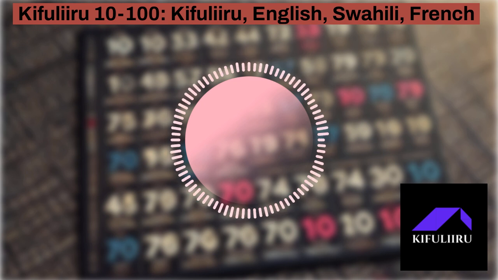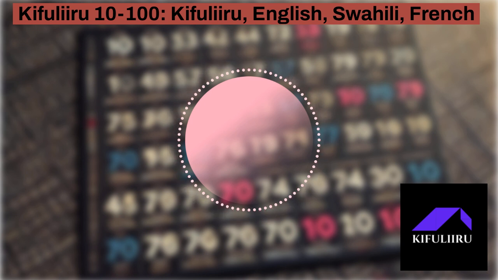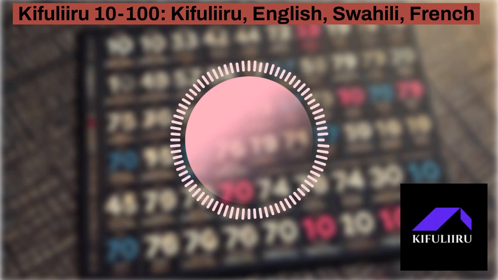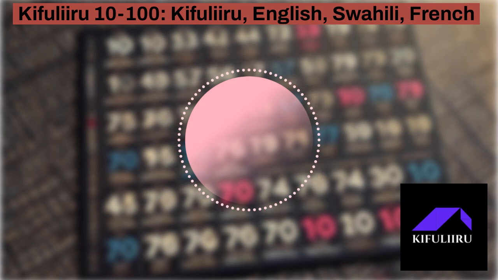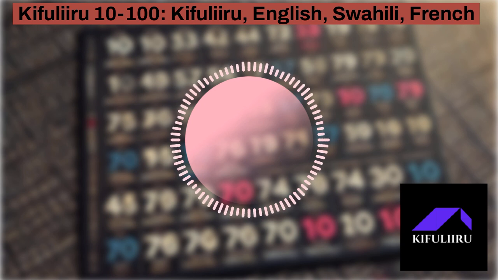Yes, we are. Okay, so we've got these charts in front of us. One covers numbers 10 to 59 and the other 60 to 100. And what immediately jumps out is the repetition of Makumi. So like Makumi Gabiri for 20, Makumi Gashatu for 30, Makumi Gana for 40. You get the idea. Yeah, so it's clearly like this key building block for how they're constructing larger numbers.